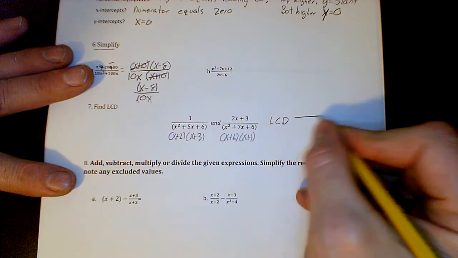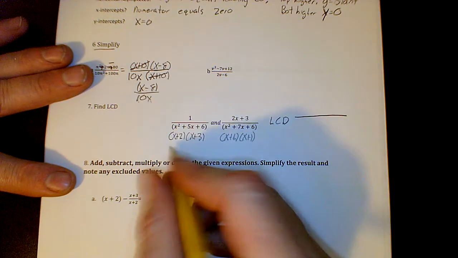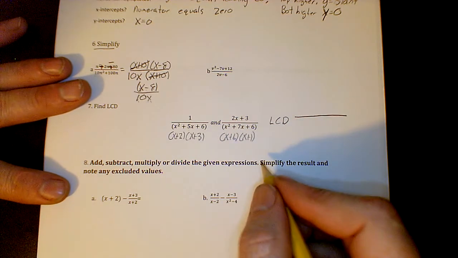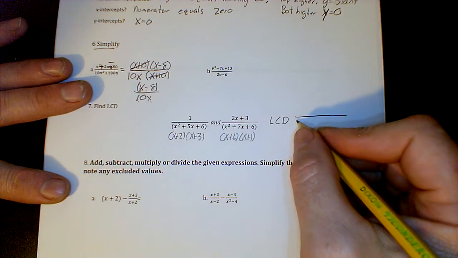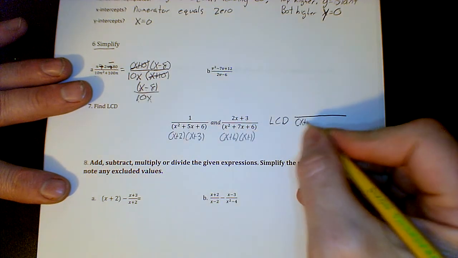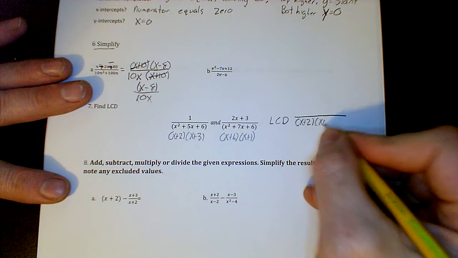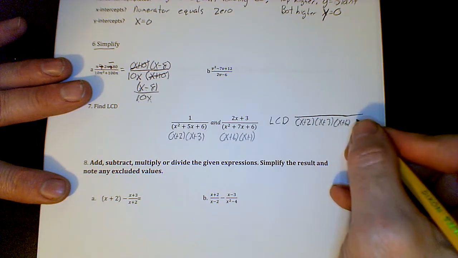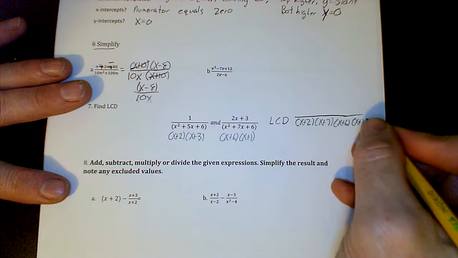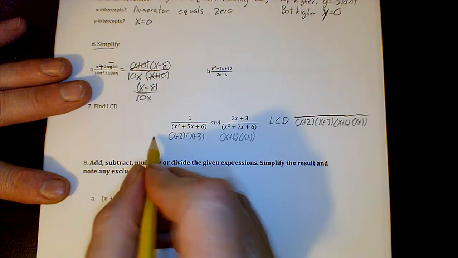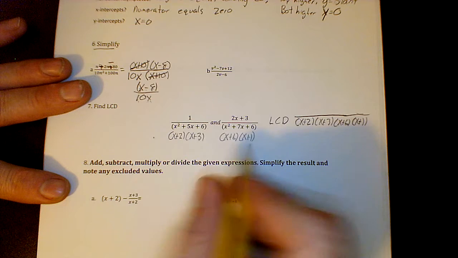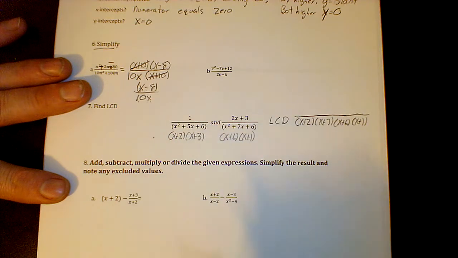And your LCD will be every factor. And honestly, there's no repeats. If there were repeats, you would just use them where they occurred the most. My LCD here is going to be x plus 2, x plus 3, x plus 6, and x plus 1. Say for instance there was an x plus 1 squared over here, I would use x plus 1 where it occurred the most, and if it was squared over here I'd use x plus 1 squared.